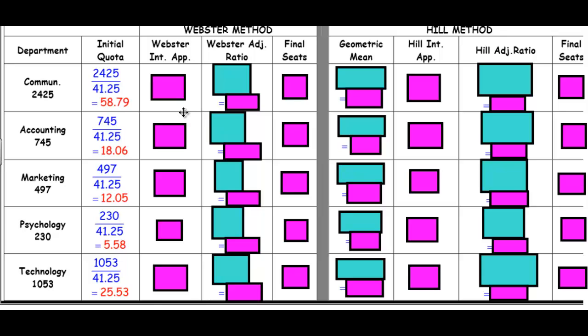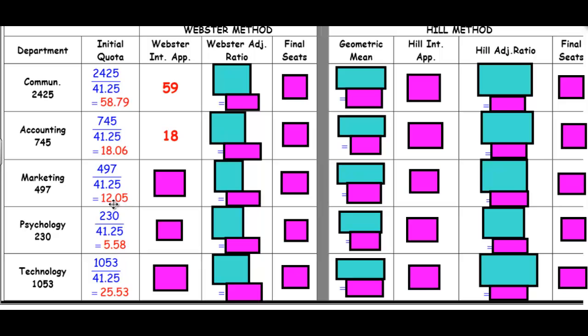Remember, Webster initial says that we round. So we are going to round these values just like normal. Looking at the decimal value, this first one is 0.79. Well, 0.79 is higher than 0.5, so this is going to round up to 59. 0.06 is below 0.5, so this will round down to 18.